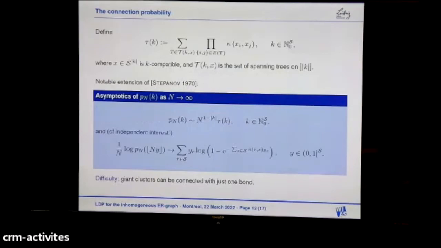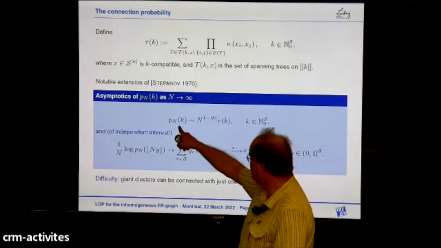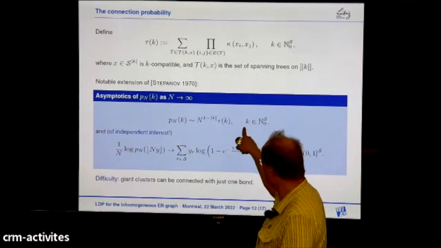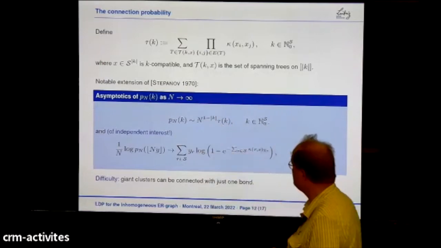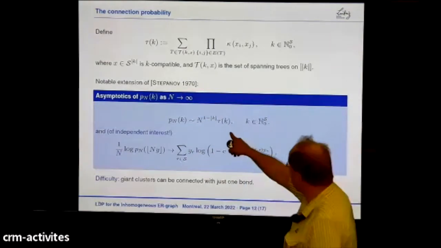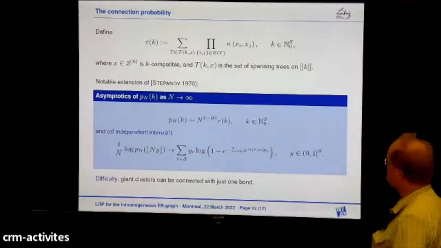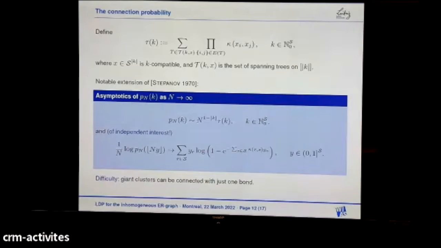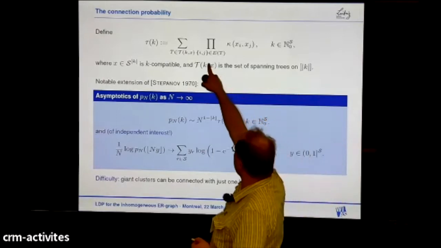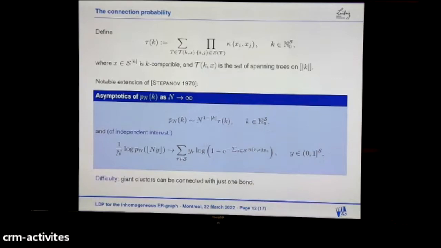We need the asymptotics for the connection probability. So P_n of k as n goes to infinity for fixed k runs like n to the 1 minus the number of particles in this multi-component, times the number tau of k, which is this one here. So here you take the sum over all spanning trees, and these are the spanning trees of the multi-type process. And then you go over all the edges in your spanning tree of the kappa values. So this is a nice quantity which tells you the probability of being connected.